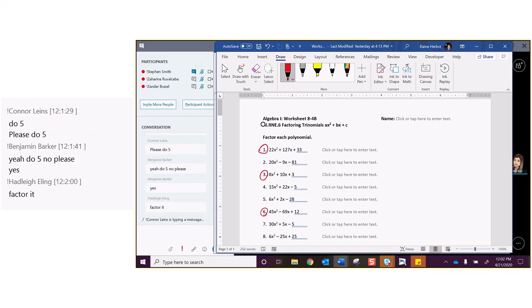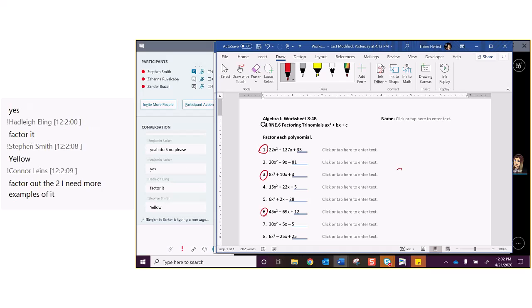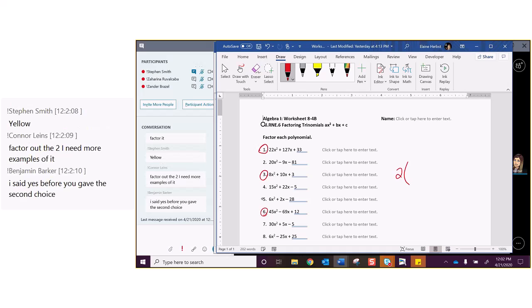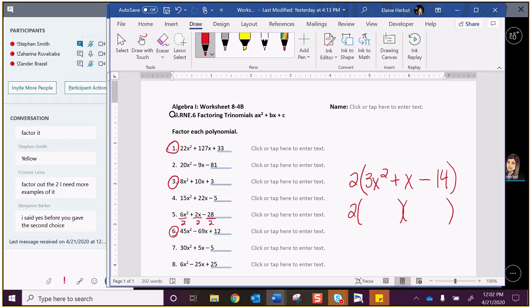Okay. So on number 5, I'm going to factor out a 2 first. Factoring out the 2 leaves me with 3x squared plus x minus 14. Remember, you're basically just dividing everything by 2. So I'm going to bring down the 2, and I'm going to split that trinomial into the 2 binomials.